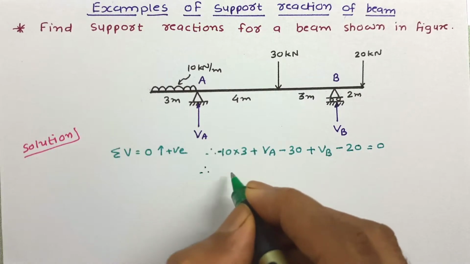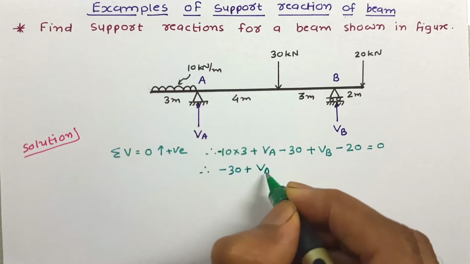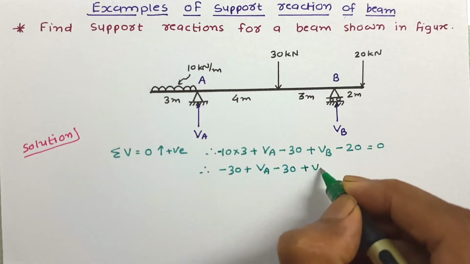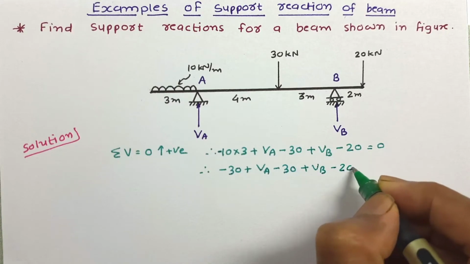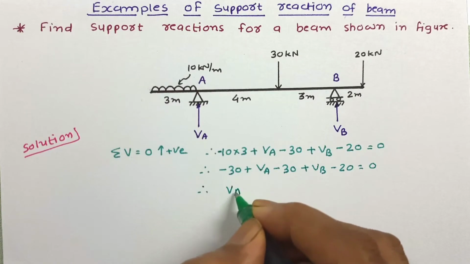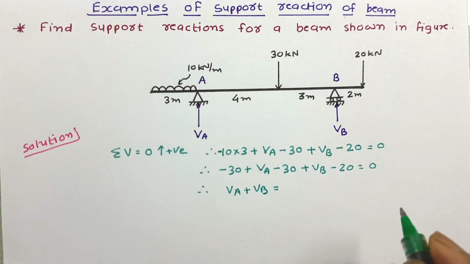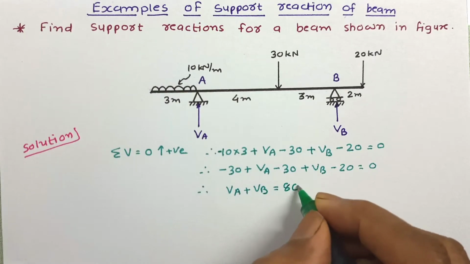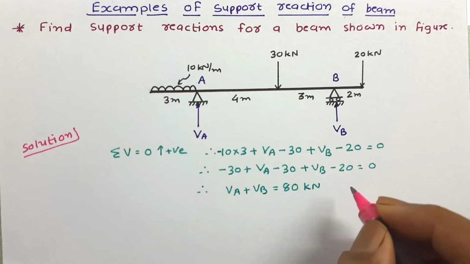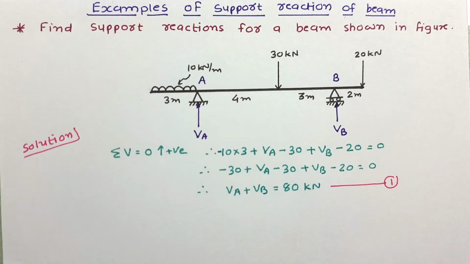So now let us simplify it. It will be minus 30 plus VA, again minus 30 plus VB and minus 20 is equal to 0. So here we can write VA plus VB is equal to 80 kilonewton. So this will be equation 1 for us.